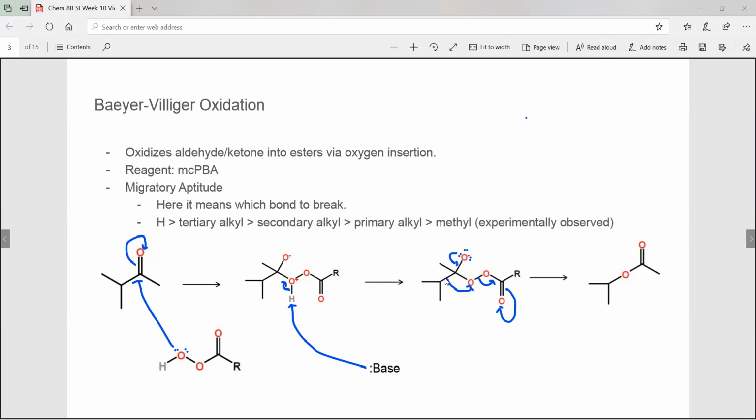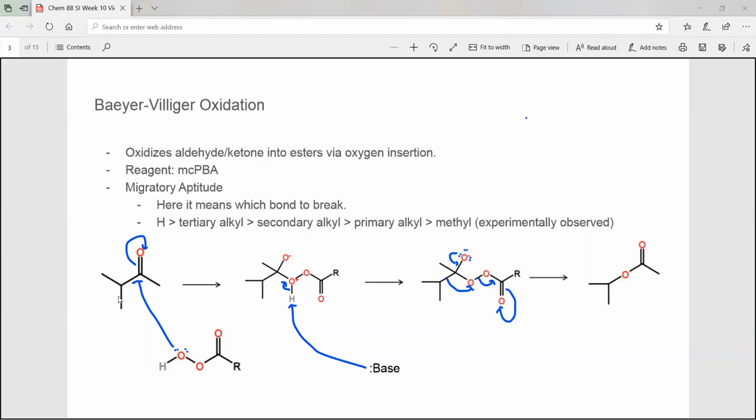At this step, where the carbon-carbon bond breaks, there are two bonds that could have been broken: the carbon-carbon bond at the methyl group and the carbon-carbon bond at the isopropyl group. So how do we know which bond to break? We learned migratory aptitude in class. Here it means which bond is more likely to break off.